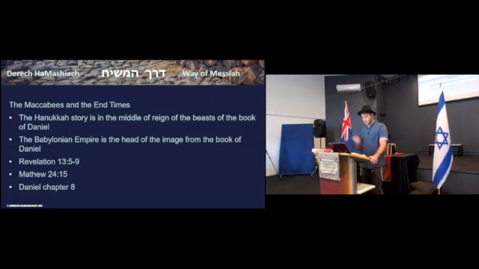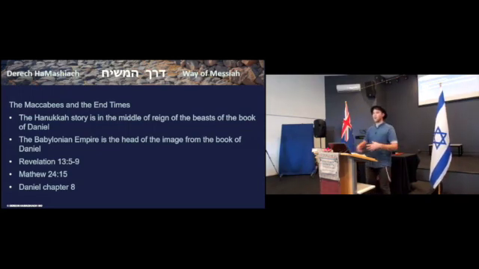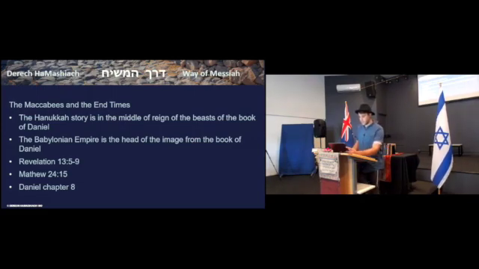So the Hanukkah story takes place during the start of the end times period mentioned in the book of Daniel, which corresponds to the book of Revelation. We know that the Babylonian Empire is the head of gold of the image from the book of Daniel. And the Roman emperors were the horns and the beasts, which represent the Greco-Roman empires, the progression of all these horrible, worldly, adulterous leaders that would force people in the known world to bow down to them or die, particularly the Jewish people. So let's look at Revelation 13:5-9 quickly.